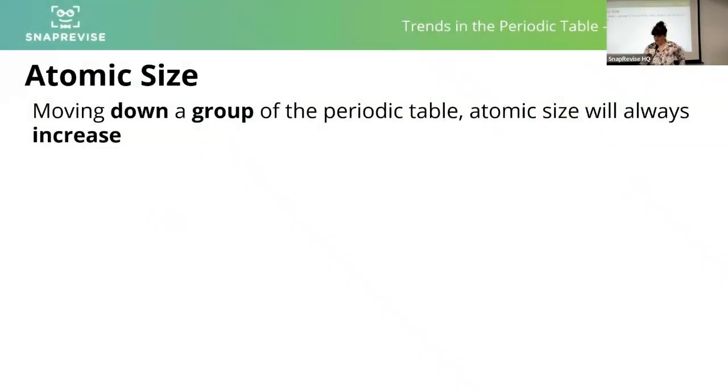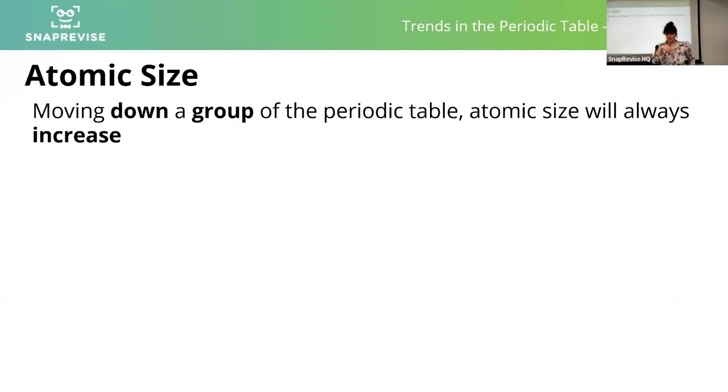Okay, let's have a think about atomic size then. So there's a lot of this theory that can be applied to all the other groups. We're obviously going to apply it to the context of group 7, but like I say, the theory is the same across the groups most of the time. So in this case, atomic size, moving down a group of the periodic table, atomic size will always increase. So this is across the board.